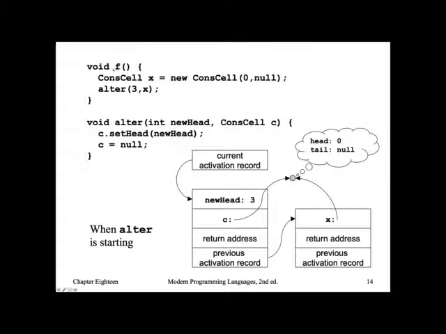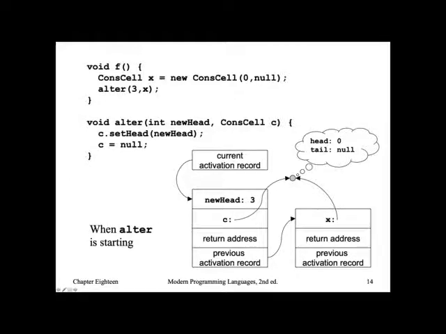So here we have the activation record for, well, let's break it down over here. We've got this function f. Function f has a const cell. This is Java, and it's going to make a new one, okay? It's going to do a const cell with 0 and null, so the head is 0, the tail is null. I'm going to do a new on that thing, so I'm going to allocate that out there somewhere. And that address is going to be referenced via x. And then I'm going to call alter.